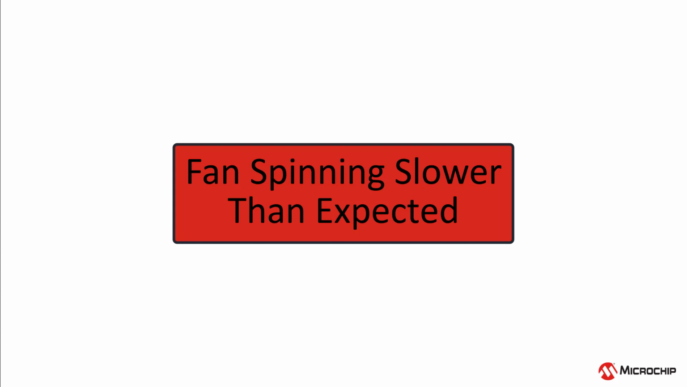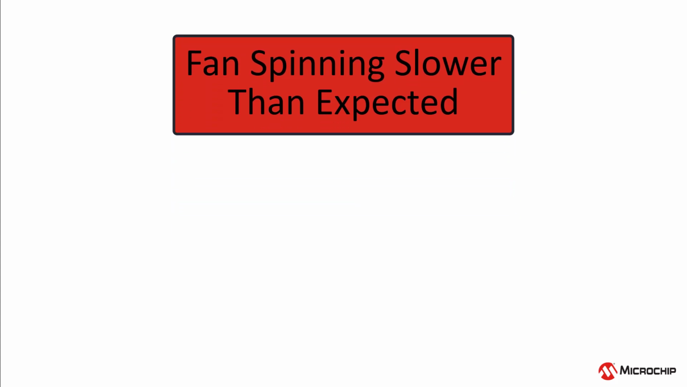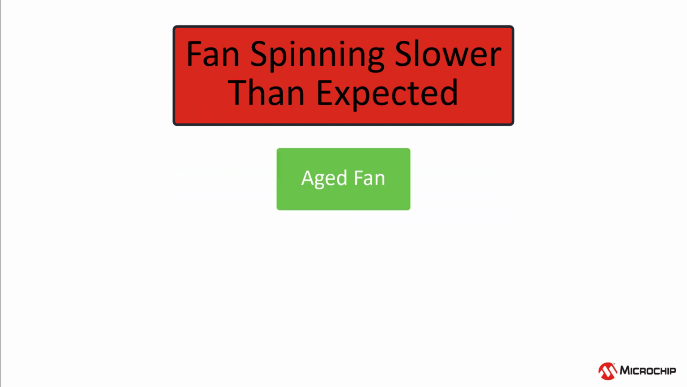Another problem you might face is the fan spinning at a lower RPM than expected. The situation will arise if the fan being used has aged, meaning it cannot spin at its rated RPM value due to wear and tear, or is being obstructed in some way.